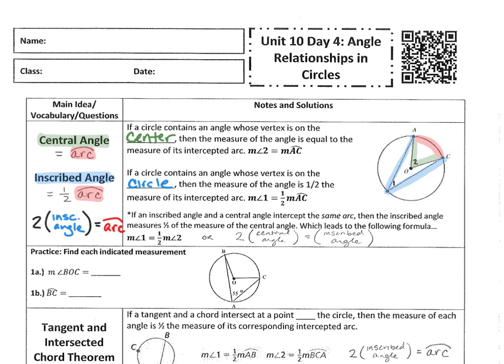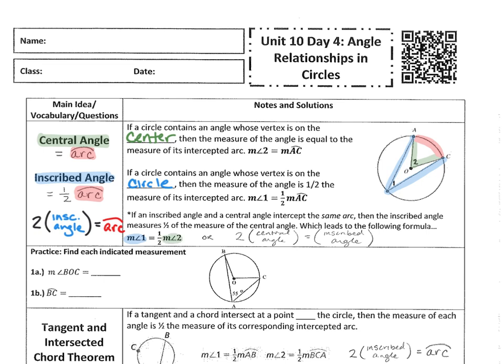But what we can do now is extend that idea to cut out a middleman and say if an inscribed angle and a central angle intercept the same arc like they do in our picture here, they both have the same pizza crust, then the inscribed angle, blue, measures half of the measure of the central angle, green, which leads us to the formula. The inscribed angle is equal to half of the central angle.